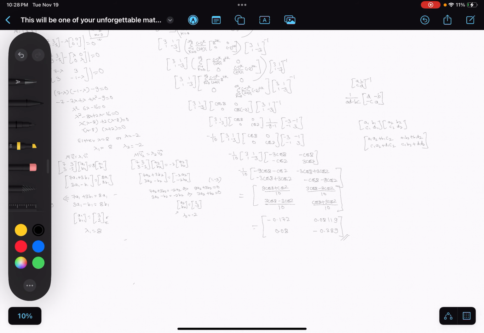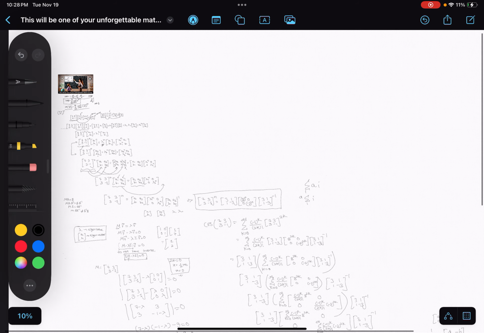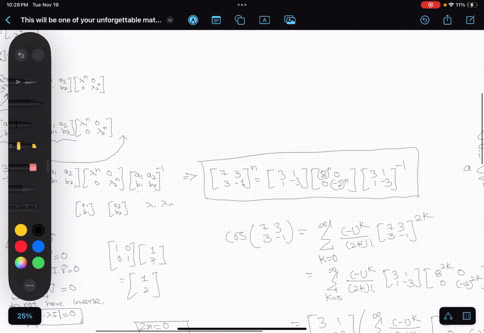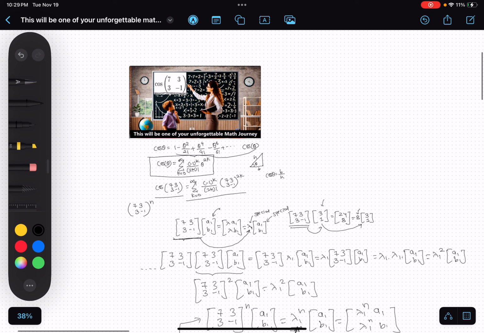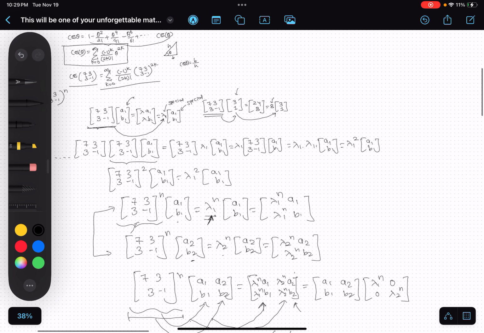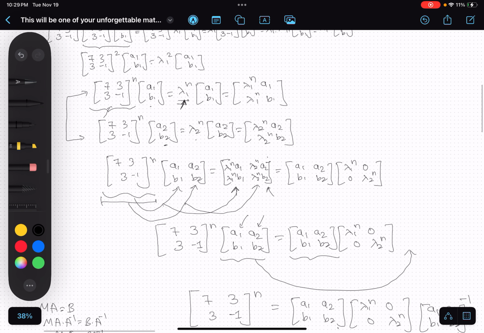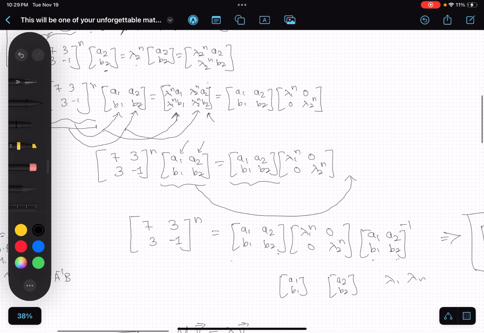So this is it. This is the cosine of this matrix, and notice that the answer is also a matrix, and that's how it works. Okay, so we have done this, and before I end this video, let me go through some mathematical details and formalizations of this concept.